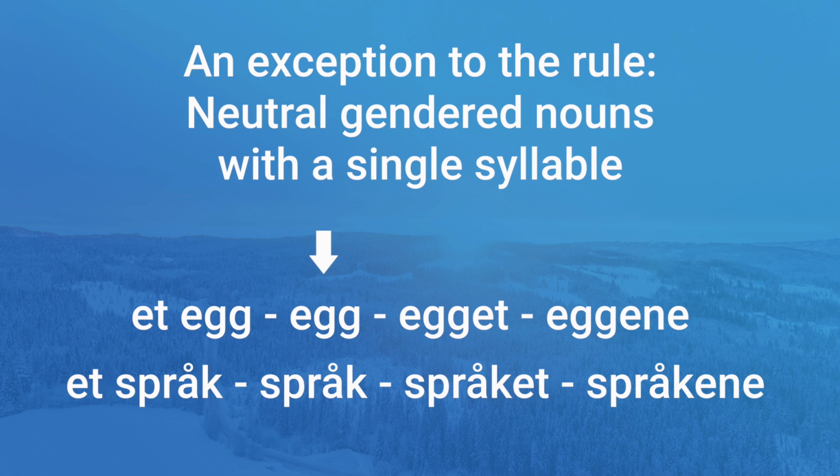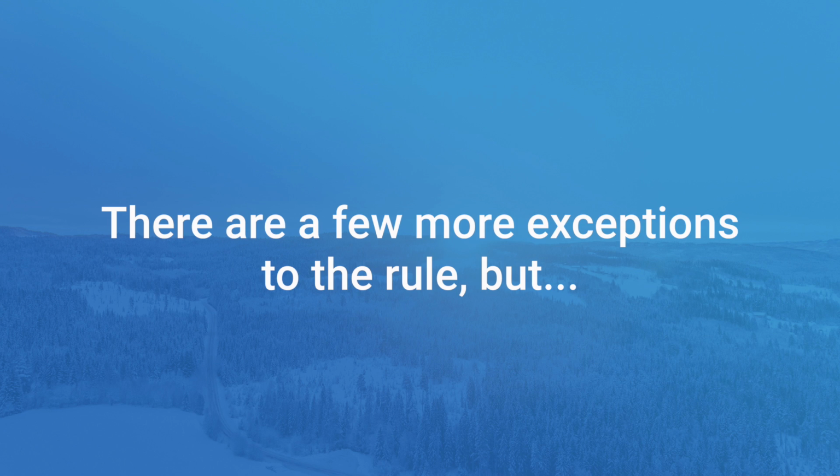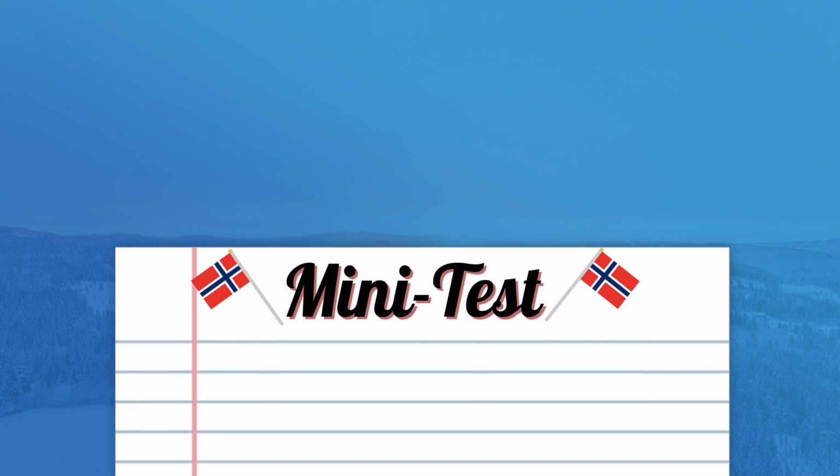An exception to the table that you just saw earlier are neutral gendered nouns that have a single syllable. Examples of this are egg and språk. When these are in their plural indefinite form, they just look like the noun by itself. It doesn't change at all. There are a few more exceptions to the table that I showed you earlier, but I can't really be bothered to go through all of them, and I don't think it really helps you to be focusing on all the little exceptions at this point in your learning. What we're going to do instead is go on to a little mini test.